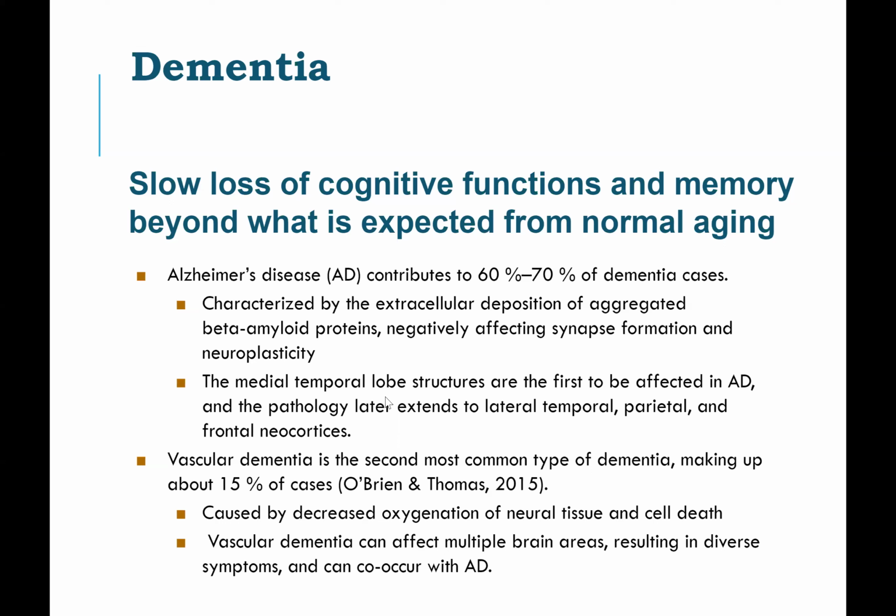The medial temporal lobe, not surprisingly, is the first to be affected in Alzheimer's. And the pathology later extends to lateral temporal, parietal, and frontal neocortices. So it starts in the hippocampal area where this formation of new cells and new connections is slowed down, and then from there it spreads to the rest of the brain. Vascular dementia is a second type of dementia that is very common. This is caused by decreased oxygenation of neural tissue and cell death.